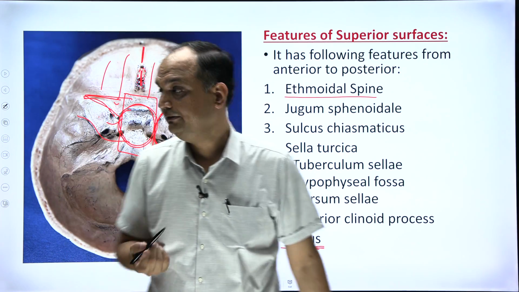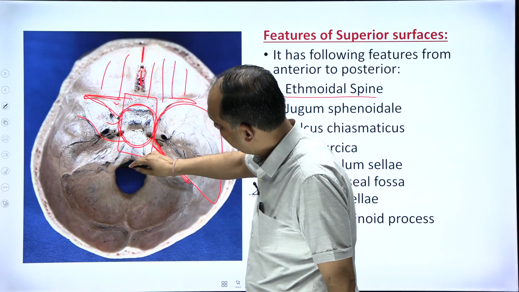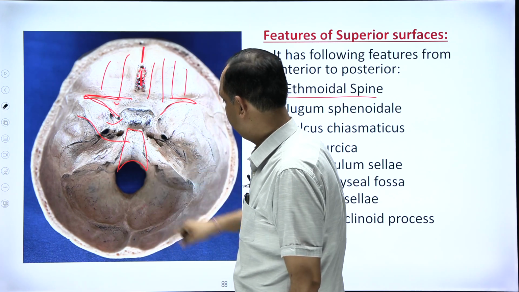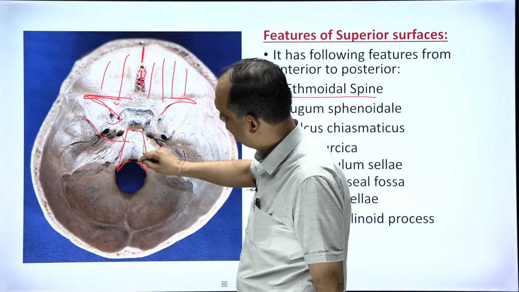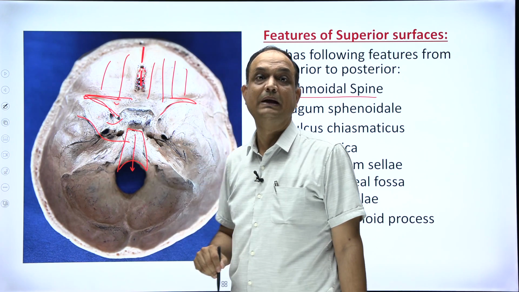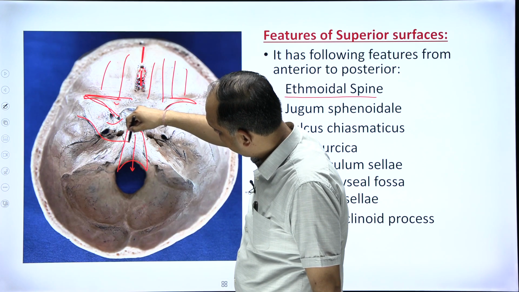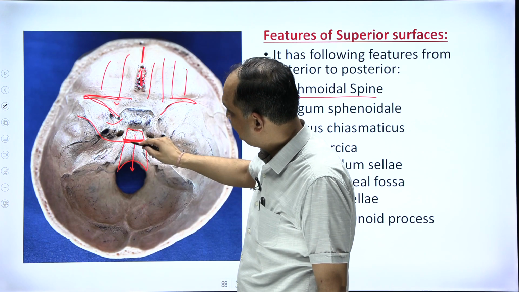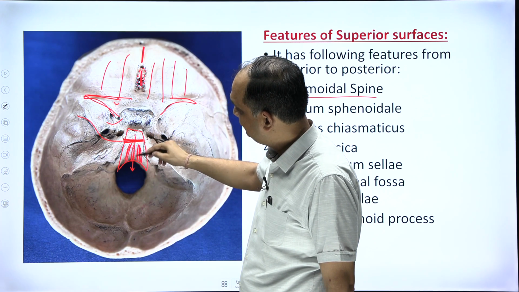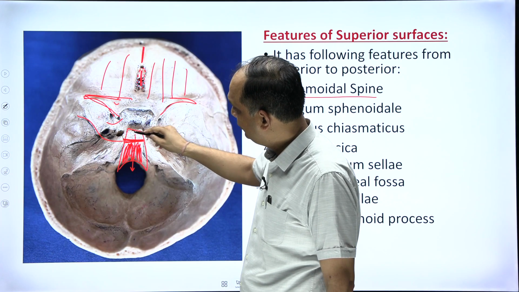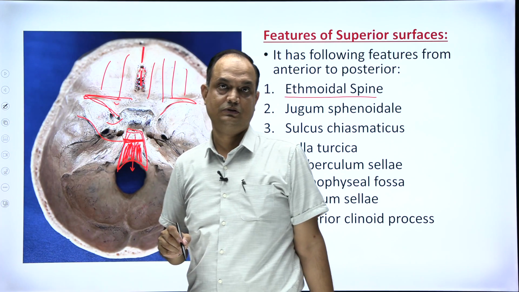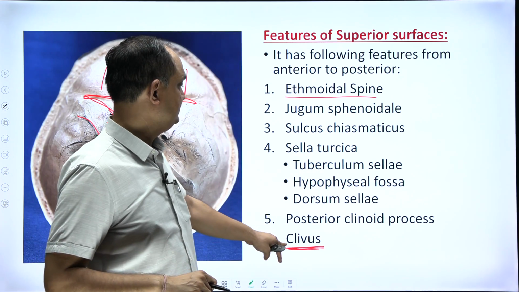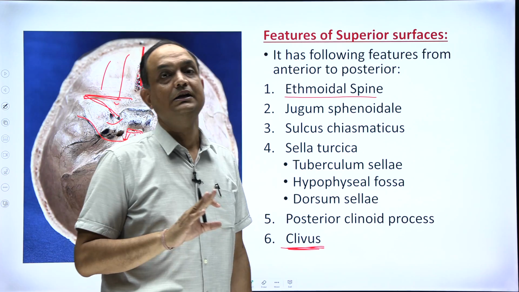Now behind this, if you see this sloped area, it is known as the clivus. Where is the clivus? The clivus is this sloped area which is directed towards the foramen magnum. The upper part of the clivus is contributed by the posterior area of the body of the sphenoid, and the remaining part is formed by the inner side of the basi-occiput, and this whole area is related with the pons. So the clivus is the most posterior part of the sphenoid.